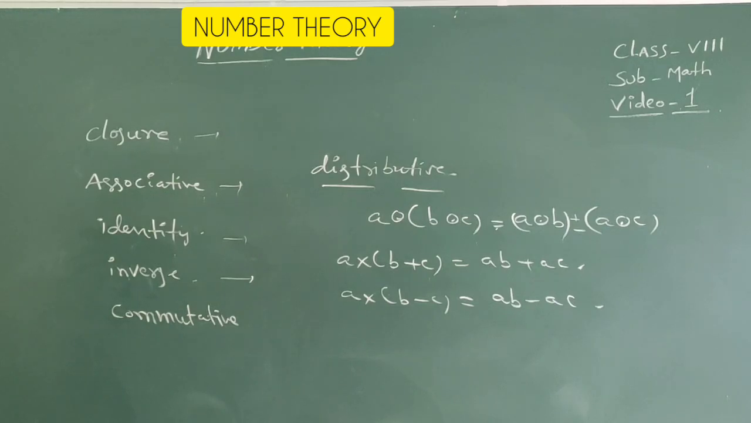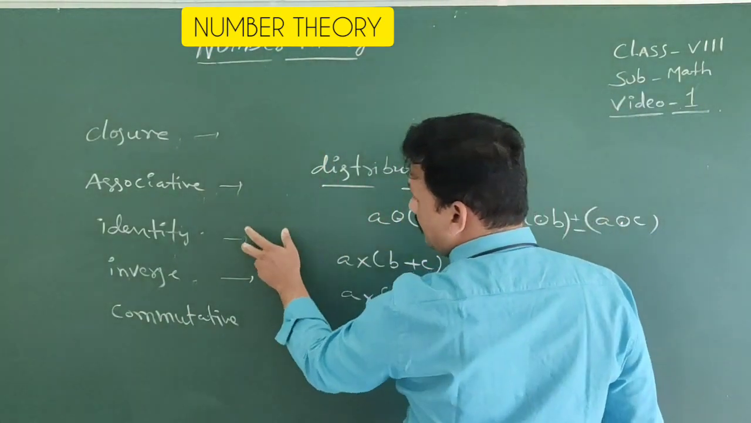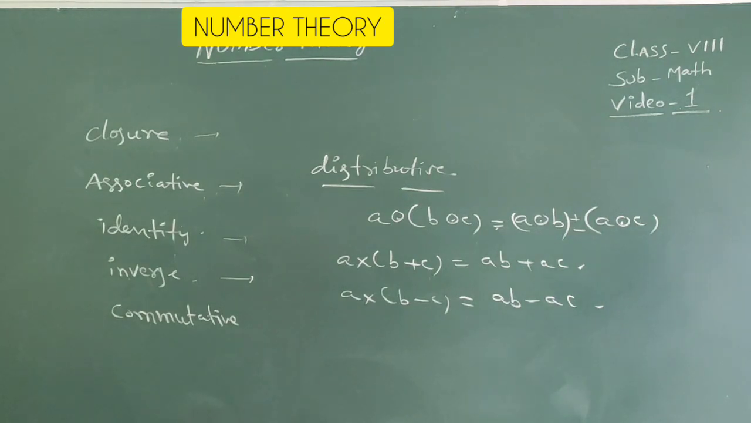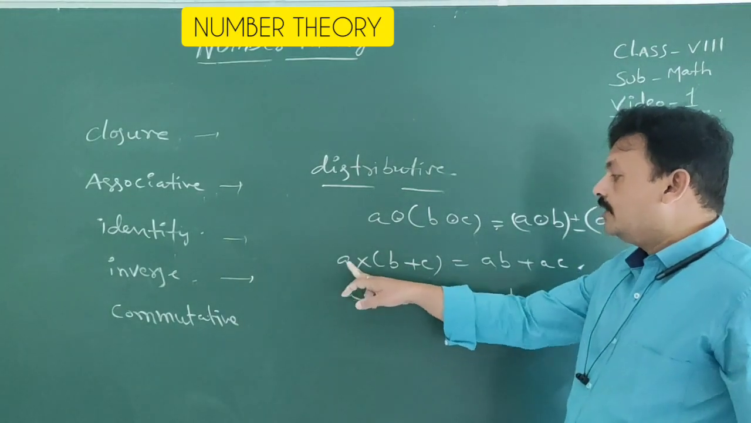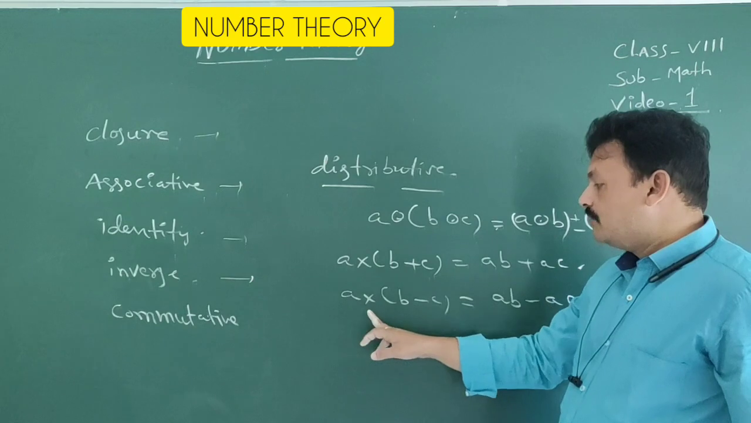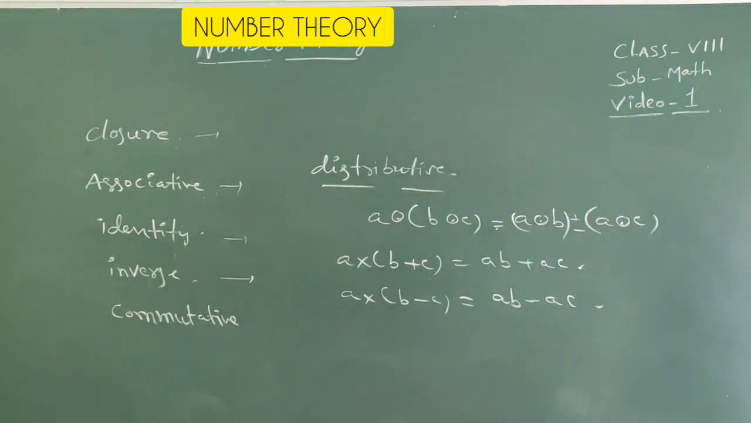Distributive property means which involves two operations. In case of closure, associative, identity, inverse and commutative, with respect to any one operation only we have to check. But in case of distributive, two operations are involved. Here the first one is distributivity of multiplication over addition. Here distributivity of multiplication over subtraction. Over addition and over subtraction.